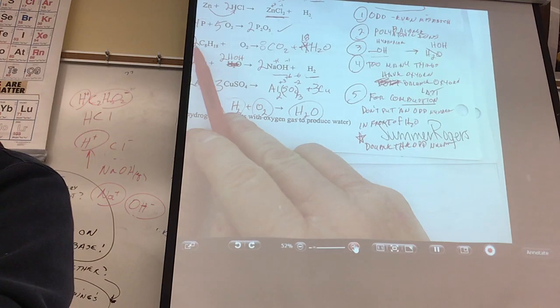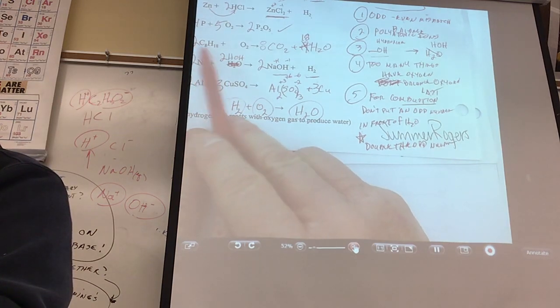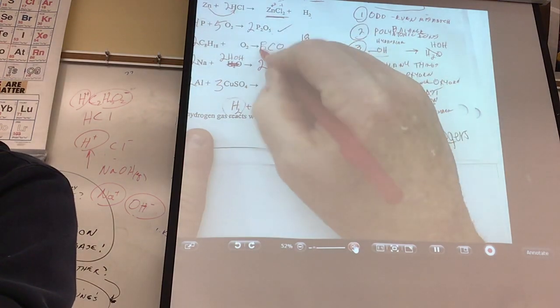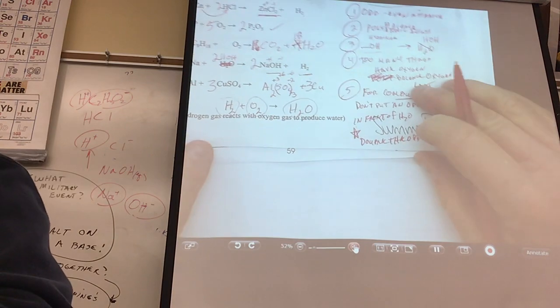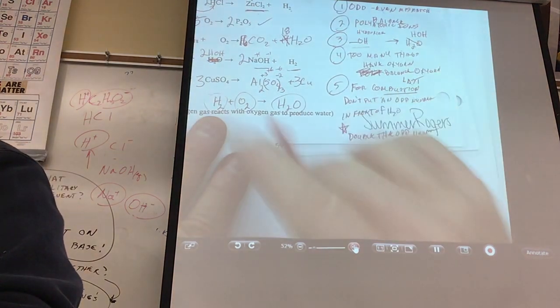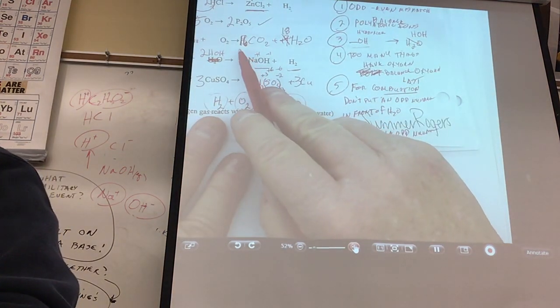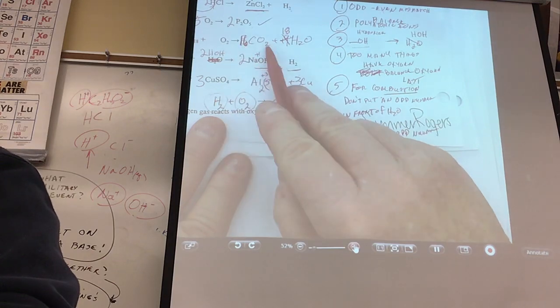But now what happened to my carbons? How many carbons do I have now? 16. So I've got to go back. I knew I was going to have to change that. Okay, now, hold on to your hats here. Here we go. How many oxygens are on the right? 16 times 2 is how many?